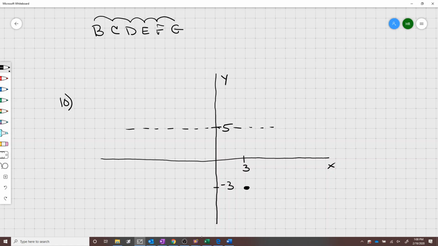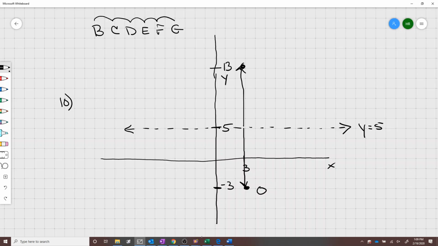Here's your y equals 5 line. We've got to reflect this point O across that line. And right now we are 8 units away from the line. From negative 3 to 5 is 8 units. So we need to be 8 units on the other side of the line. That's going to put us up here at 5 plus 8, which is 13. So we're right here.